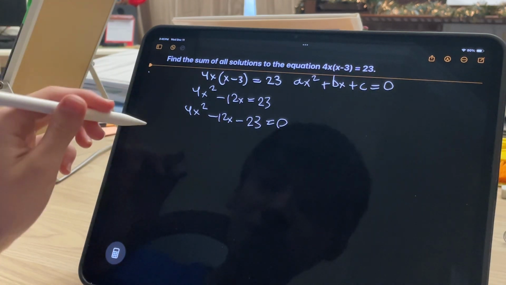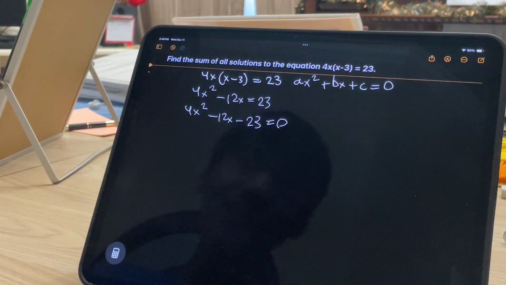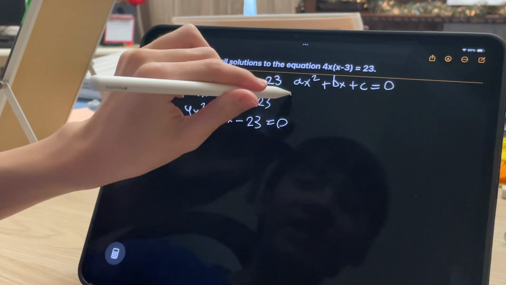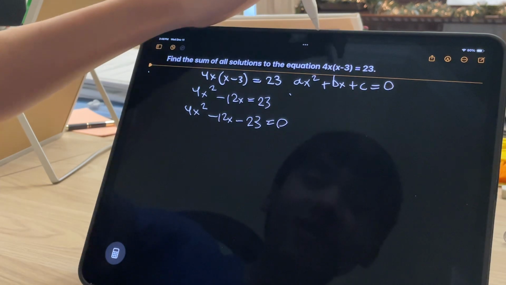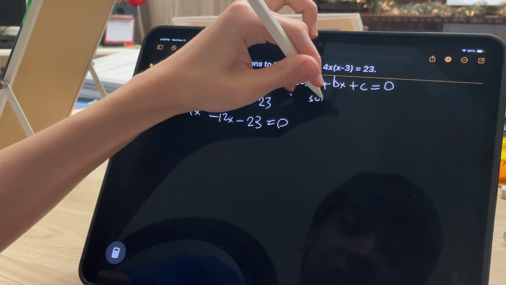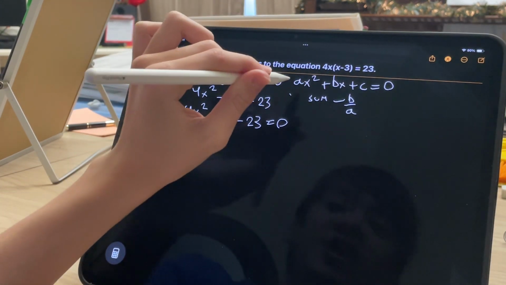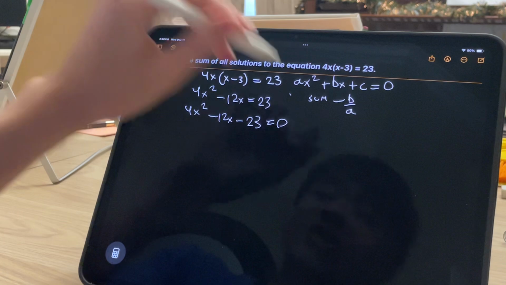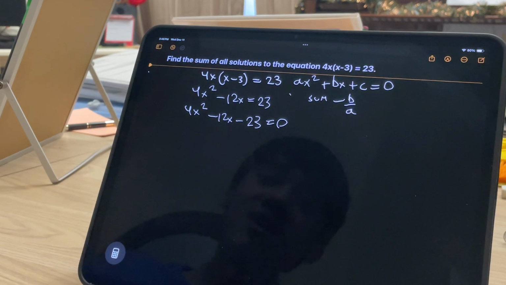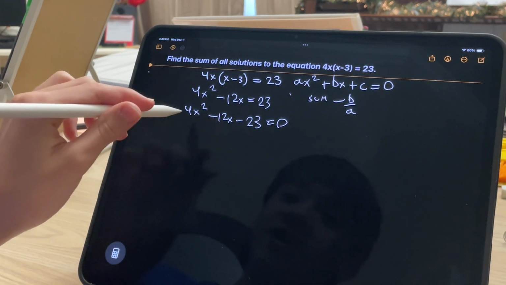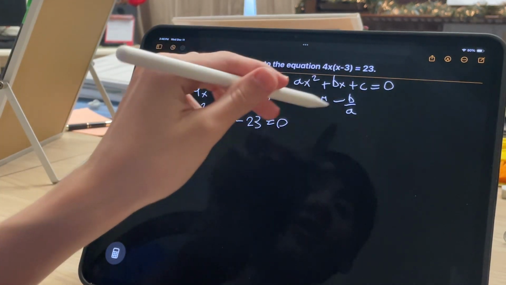So the way I solved this problem was there's a special way you can find the sum of all solutions to a quadratic equation. If any equation is of this form, ax squared plus bx plus c, the sum is going to be negative b over a. Write this down: sum is negative b over a, where b is the coefficient of the x term, and a is the coefficient of the x squared term. We just take the negative of whatever b is. So in this case, going back to our quadratic, our b is negative 12, and our a is 4. And this works for all quadratics of this form. You can use this formula to find the sum.